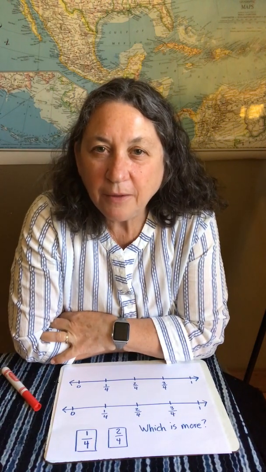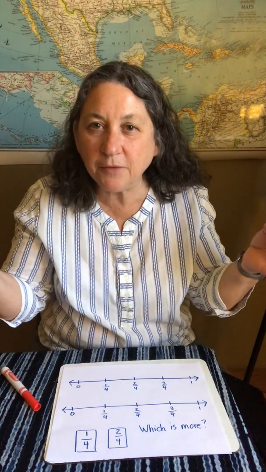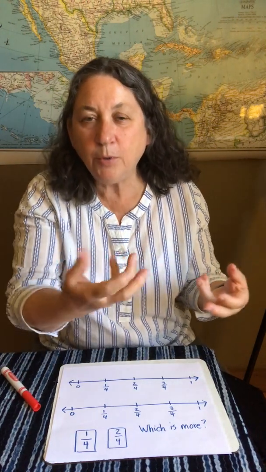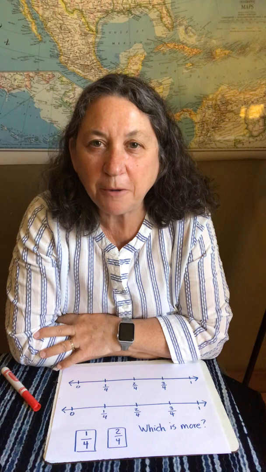We're going to compare them to what are called benchmarks, which are 0, 1, and 1/2. Those are the ends of the line and the middle of the line that you can put the fractions around and see how they compare.